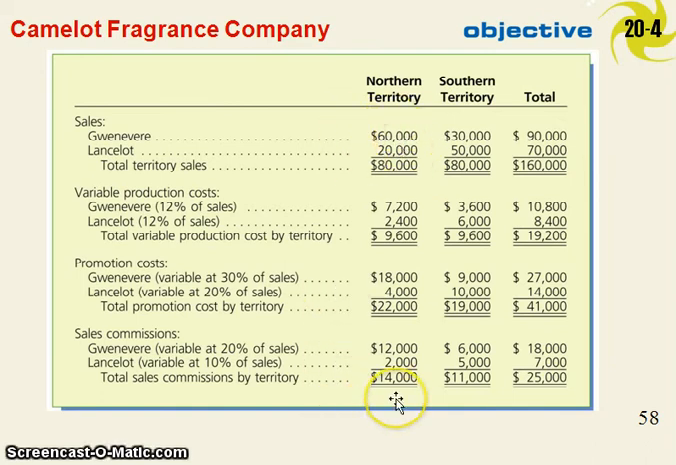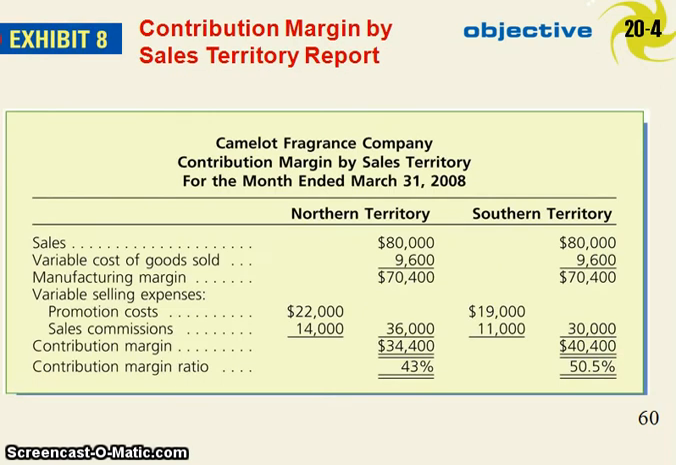Overall, you're selling the same amount of product. You still have $80,000 worth of product, but in actuality, the Northern Territory is spending more money to promote the items, and it's spending more money on sales commissions. So really the question is, are we making more on the Northern Territory's product, or are we making more on the Southern Territory's product? Something to look at. So let's take it a little bit further.